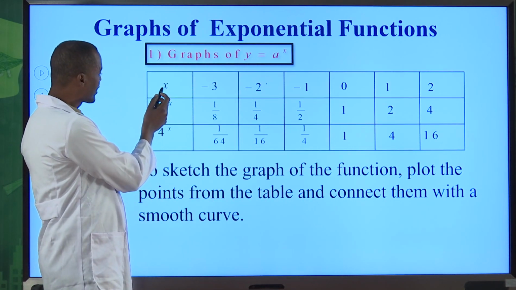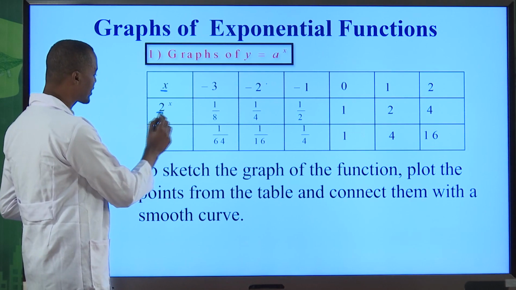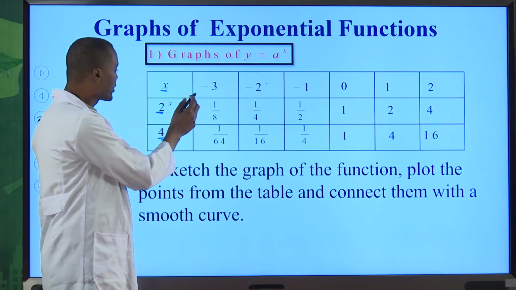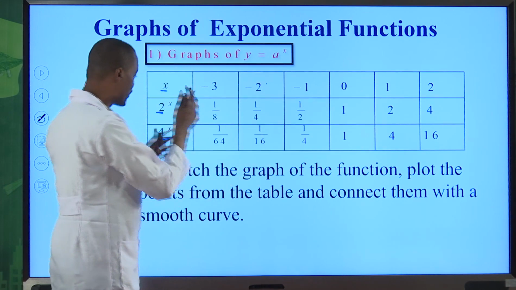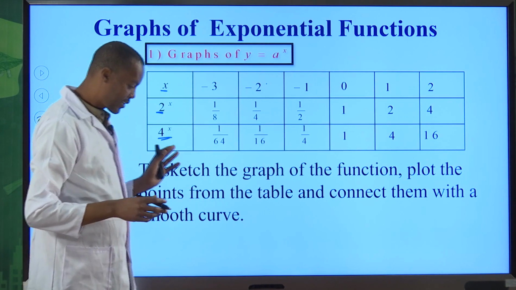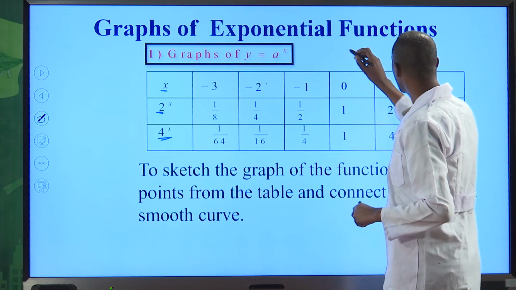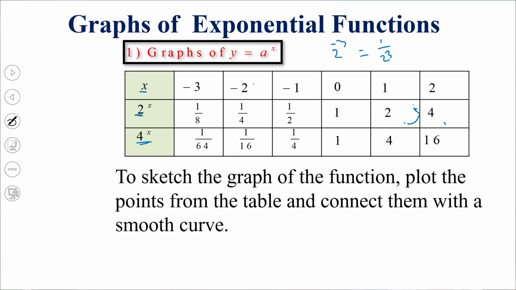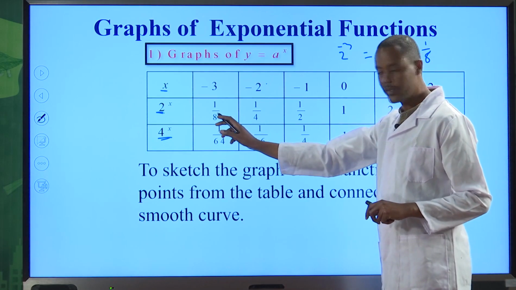First of all, I write x here, and then, for example, I have two exponential functions. One is 2 to the power x, and another one is 4 to the power x. And I substitute minus 3, minus 2, minus 1, 0, 1, and 2 for both of them. In a similar way that I told you earlier, for 2 to the power of x, if I substitute minus 3, what I get is 2 to the power of minus 3. 2 to the power of minus 3 is equal to 1 over 2 to the power of 3. 1 over 2 to the power of 3 is 1 over 8, and that is the one that you see here.